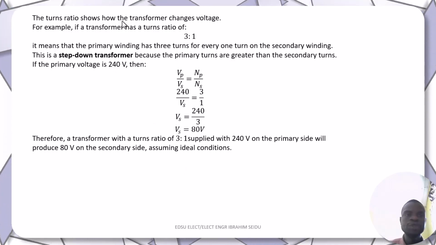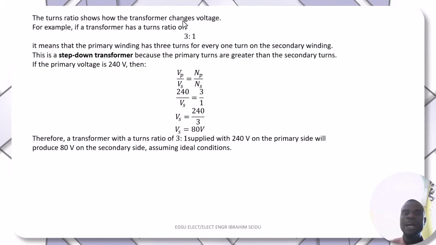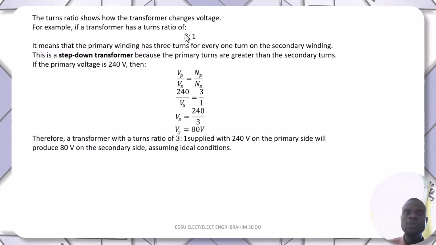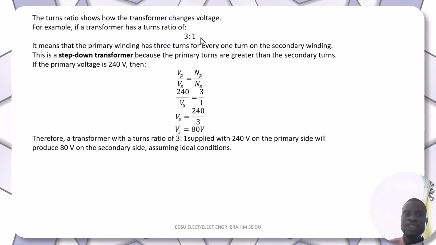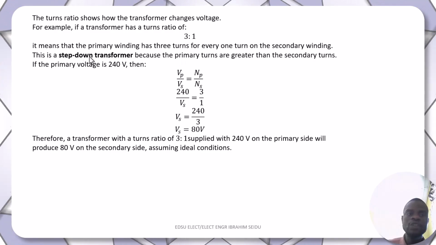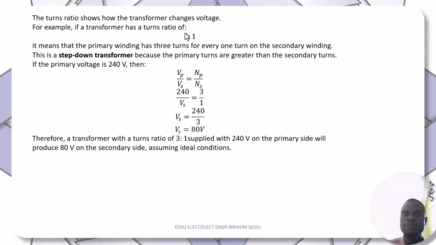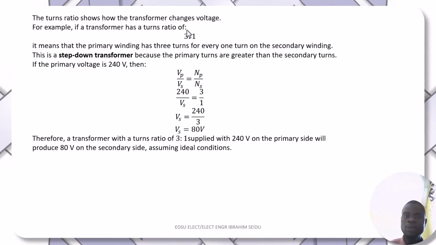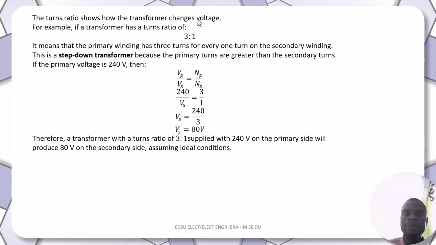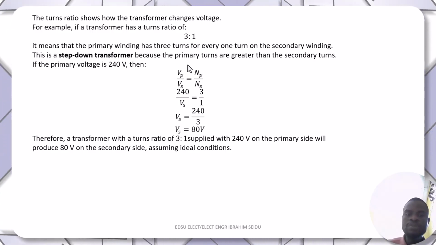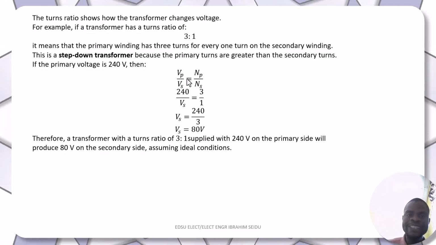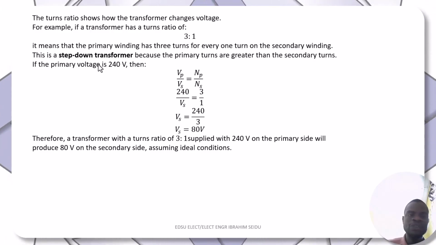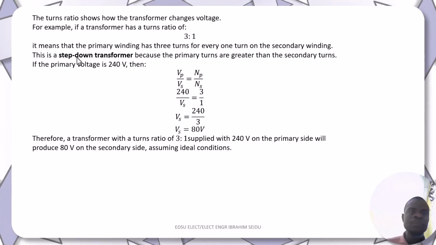Now the turns ratio shows how the transformer changes voltage. For example, if a transformer has a turns ratio of 3:1, then it means this is a step down transformer, stepping from 3 to 1, because normally you have VP over VS equals NP over NS. Now let's try to solve this to make it simpler. This is a step down.